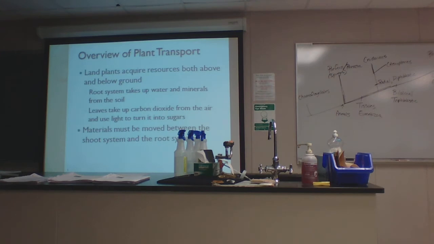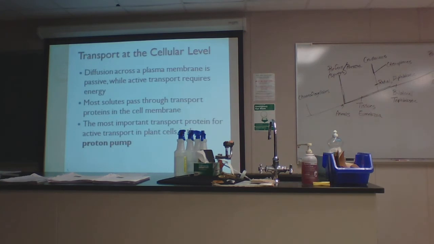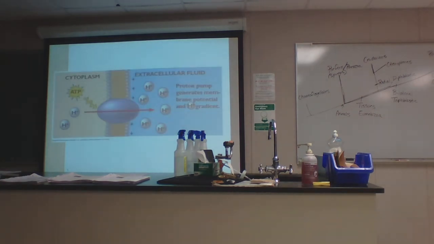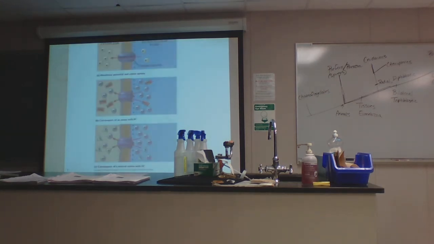Okay, so let's see. How things move through a plant. On a cellular level, it moves using this proton pump. Hopefully this should be kind of review from Biology 1. So co-transport and all that kind of stuff is how the plants use the proton pump to move substances into the cell.